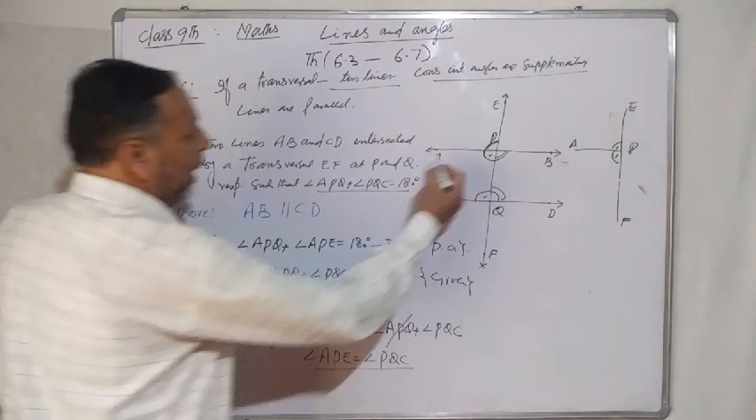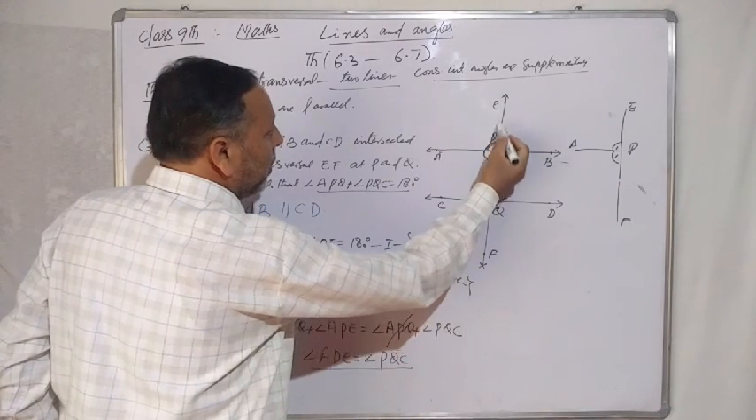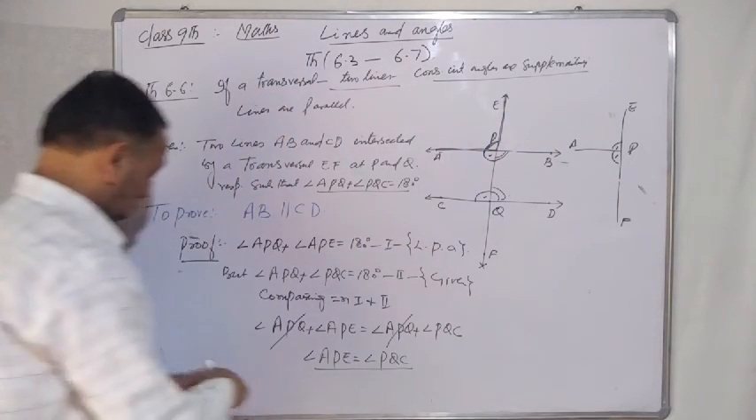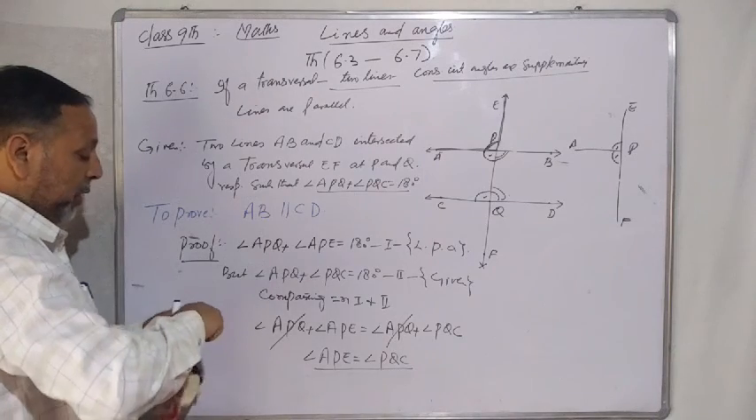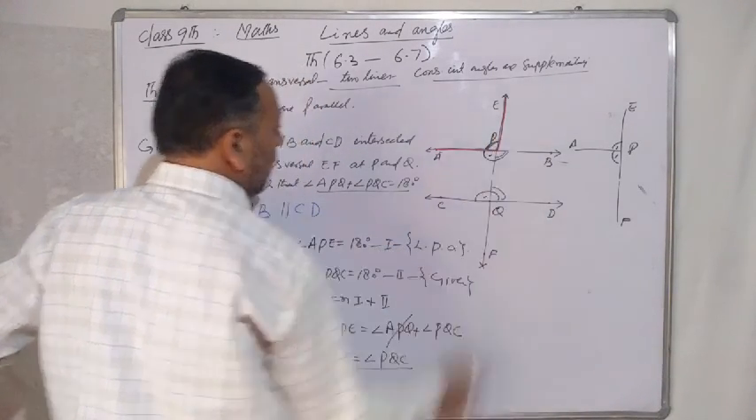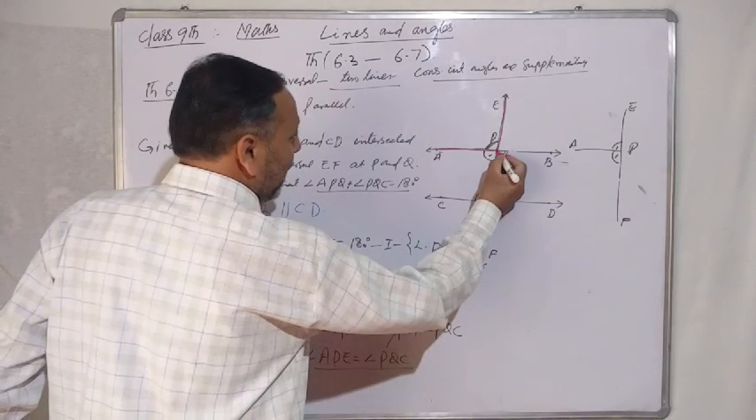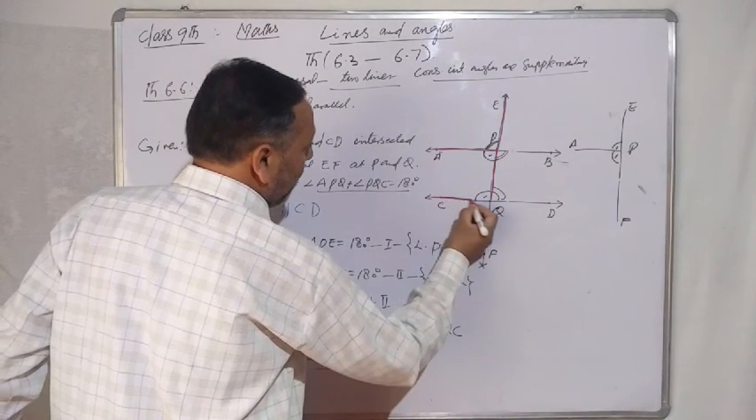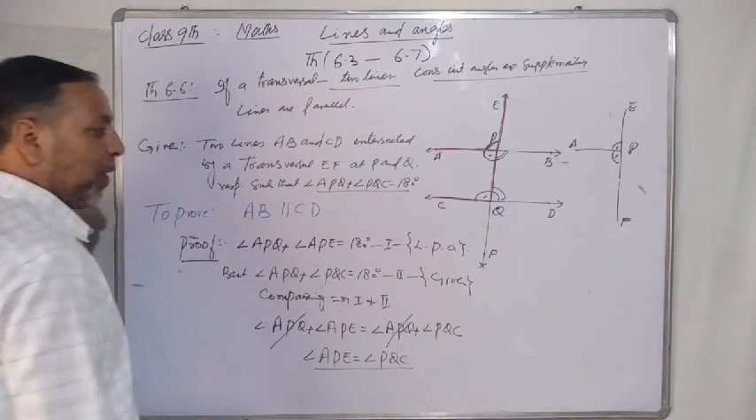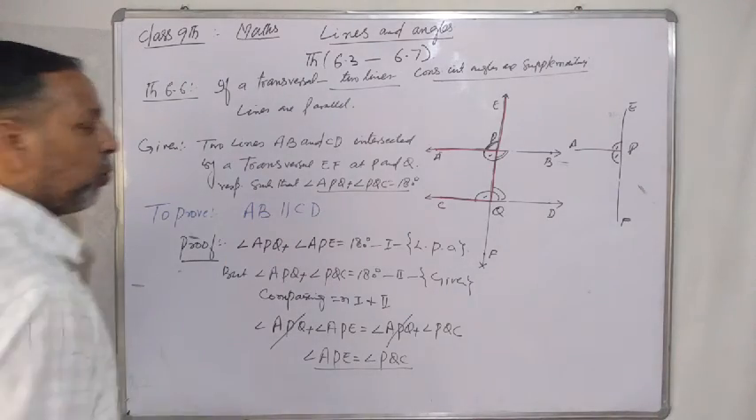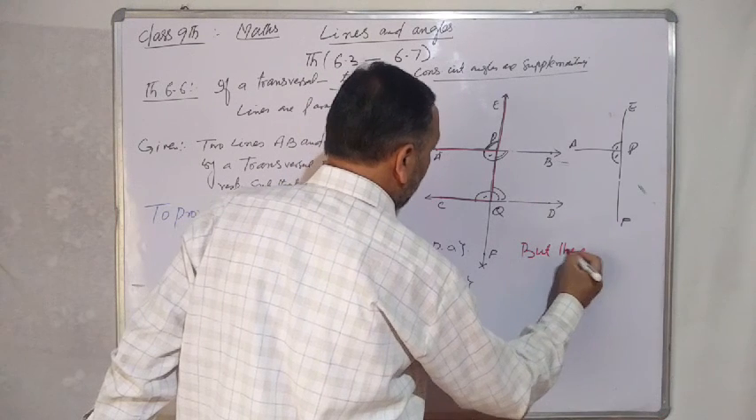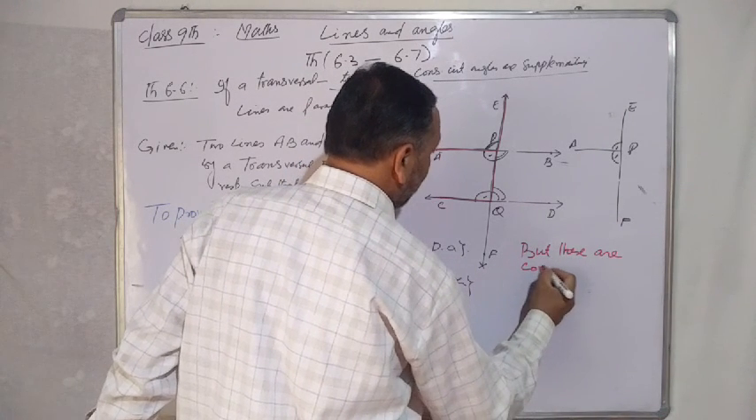Look at the result. Angle APE means this angle APE. Let me mark this with red. This angle is equal to angle PQC. But these two are corresponding angles. By the corresponding angle axiom, if corresponding angles are equal, we have two lines parallel.